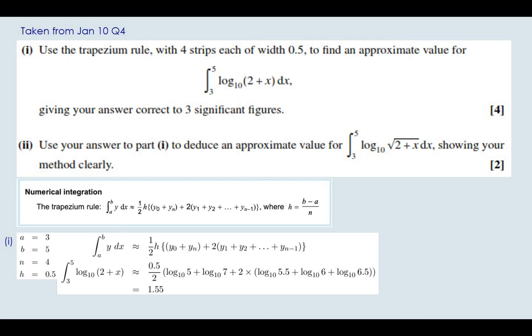Right, for part 2, we need to then deduce an approximate value for the integral of log of root 2 plus x. So we just need to find a connection. It's a bit like when you're doing your binomial.